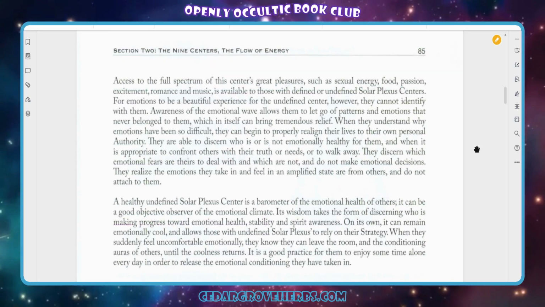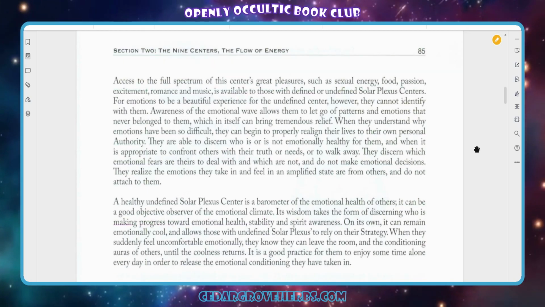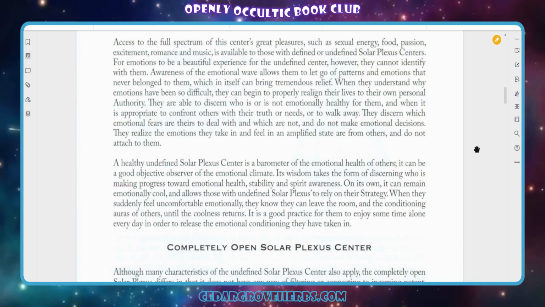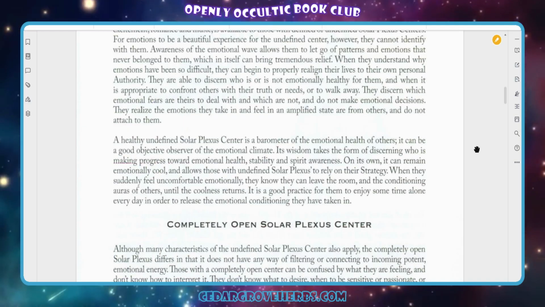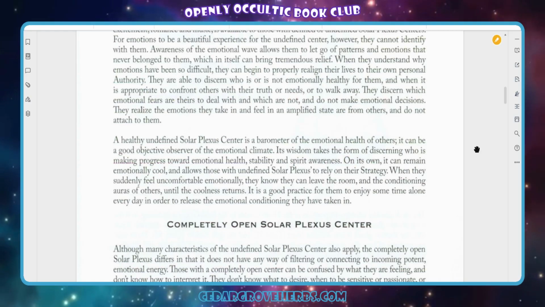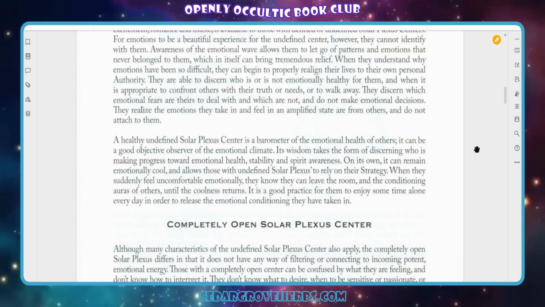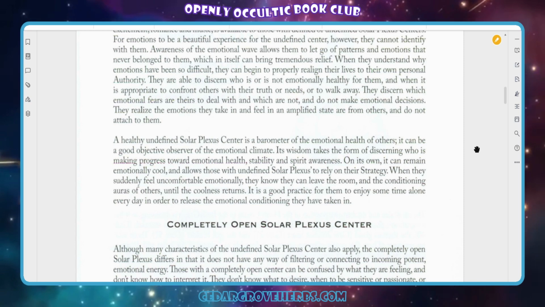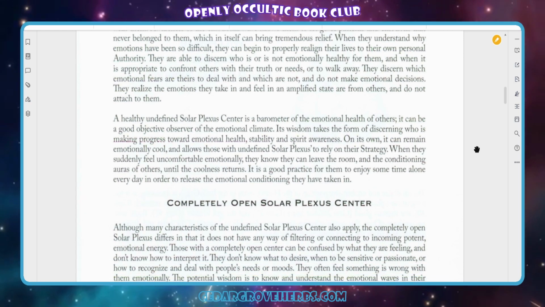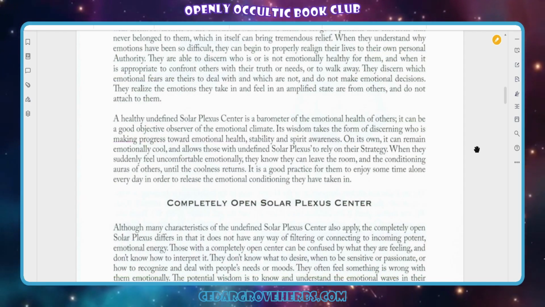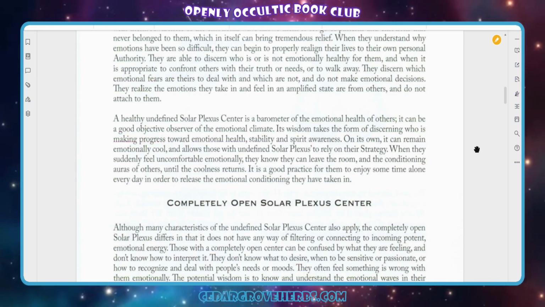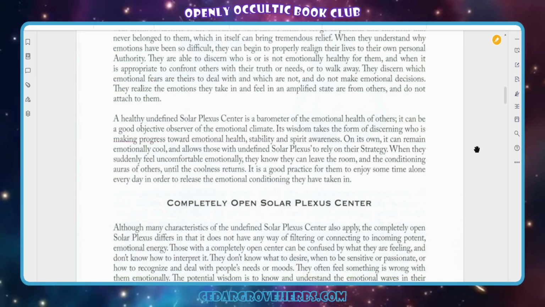They realize the emotions that they take in and feel in an amplified state are from others and do not attach to them. A healthy, undefined solar plexus center is a barometer of the emotional health of others. It can be a great objective observer of the emotional climate. Its wisdom takes the form of discerning who is making progress towards emotional health, stability, and spirit awareness. On its own, it can remain emotionally cool and allows those with undefined solar plexus to rely on their strategy.